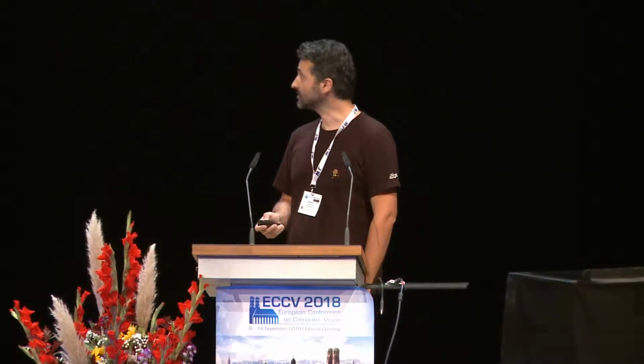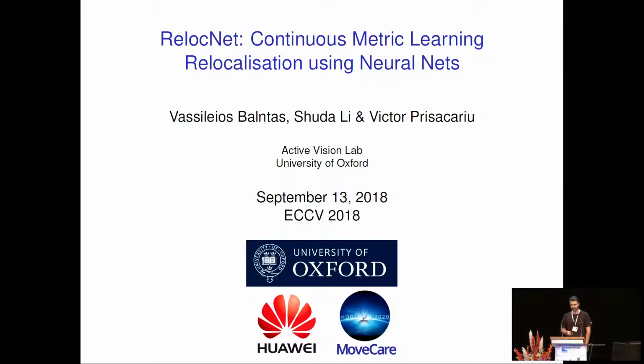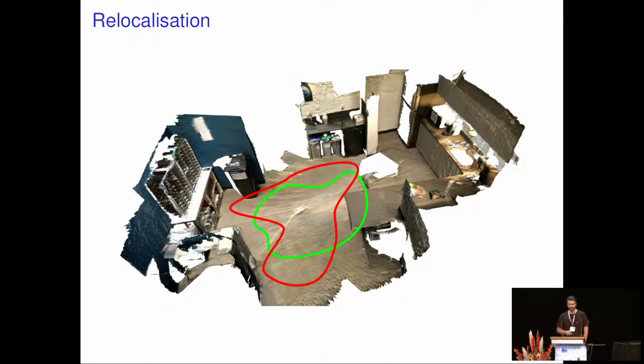Hello, hi. I'm Vassileios, and I will present our work. It's called RelocNet, Continuous Metric Learning Localization using neural nets. This is work that we did with Shuda and Victor Prisacariu in the Active Vision Lab at the University of Oxford. So first of all, I will describe what the problem is.